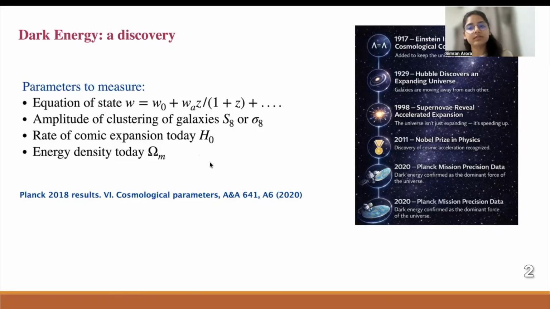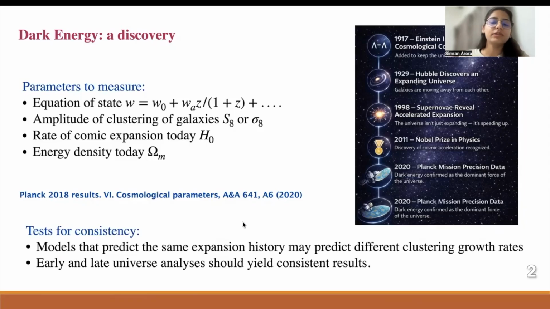So we try to measure these parameters, but another question which arises is consistency, right? Our models should be consistent. Whenever we study some particular model, if there are two models which predict the same expansion history, they may predict different clustering growth rates, or some other different parameters. So we need to be very consistent. The model should be consistent when we use early or late universe analysis. It should give consistent results.